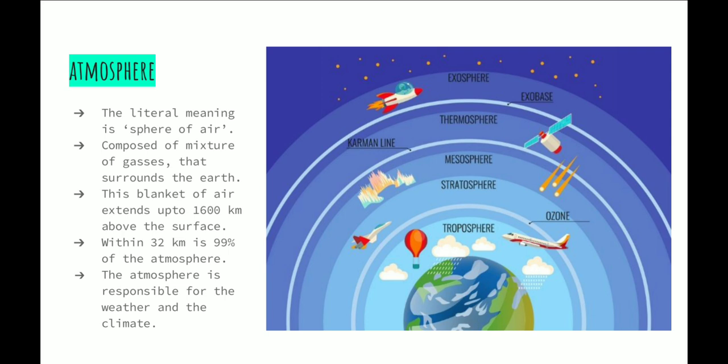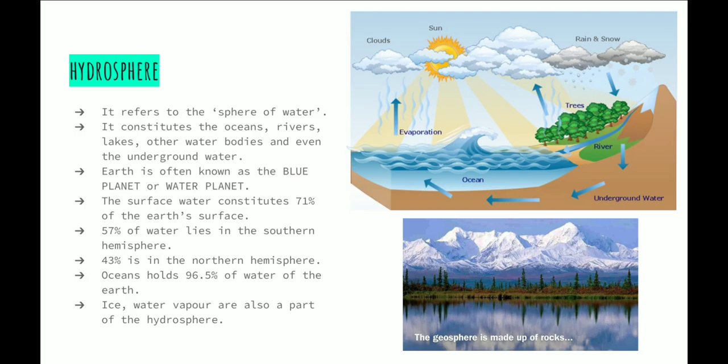The next is the hydrosphere. This sphere refers to the sphere of water. It constitutes the oceans, rivers, lakes and all other water bodies that we can see around us. It also comprises ice, water vapor and glaciers that are present in the Arctic and the Antarctic regions. Earth is often known as the blue planet or the water planet because pictures taken of the Earth from space seem to be blue because of the presence of water.